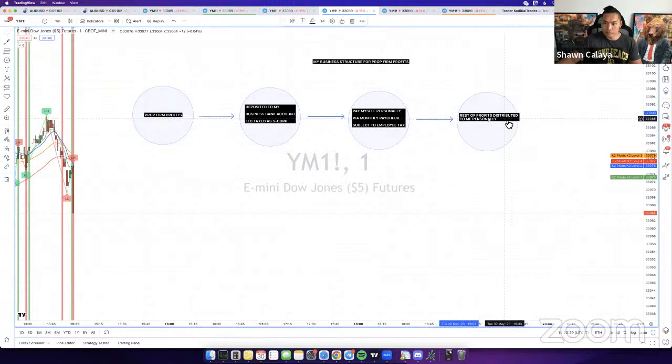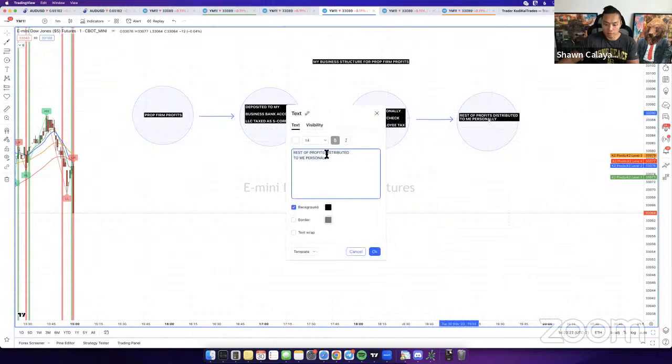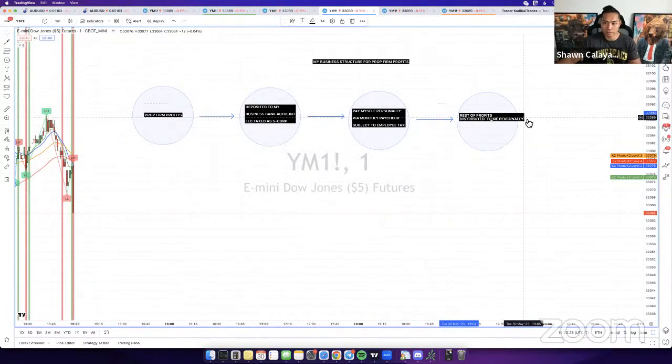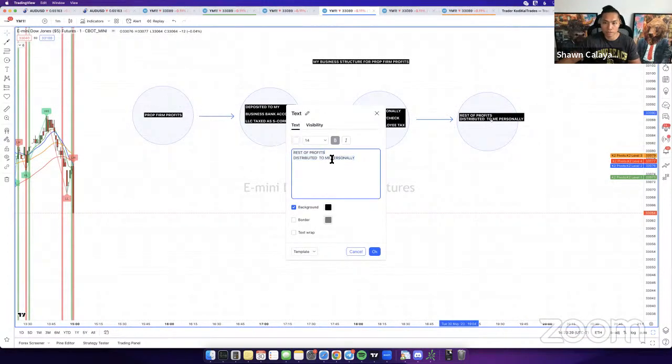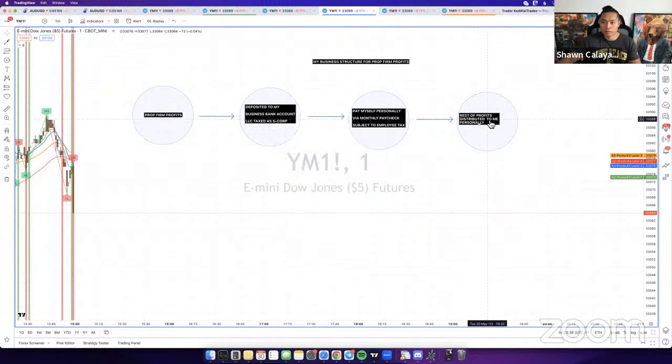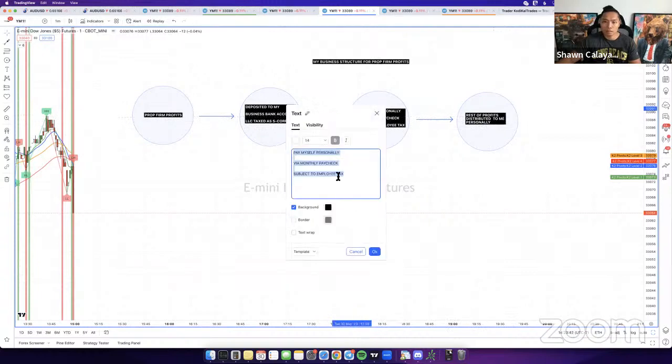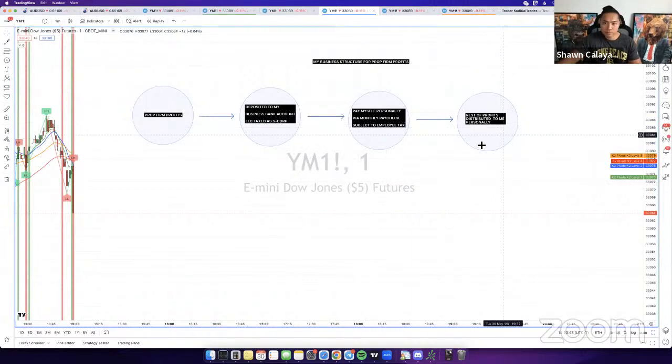So this is basically how I do it. Everyone's a little different, depending on what your situation is like. This is how I get paid out. Okay, so this is basically how it works.